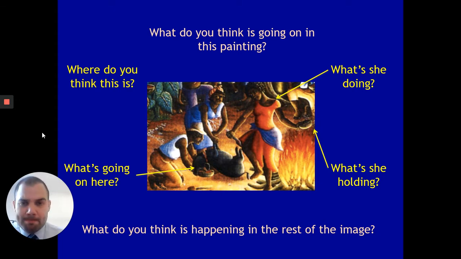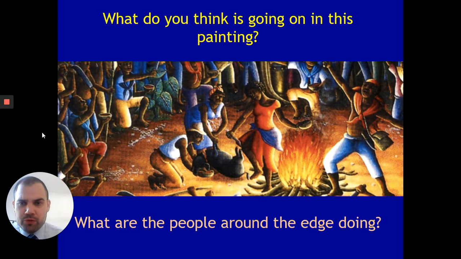Okay, so if we zoom out a little bit more now, you can see a little bit more of the picture. So just think in your head again, what do you think might be going on in this painting? You can see these people around the edge. What does it look like they're doing? What are they holding in this hand? What are they holding in that hand? What do you think might be going on?